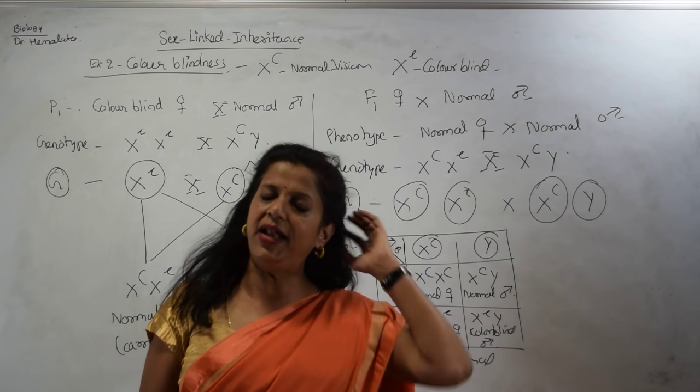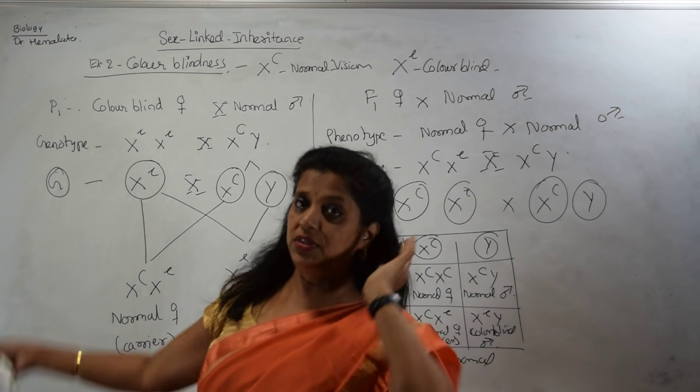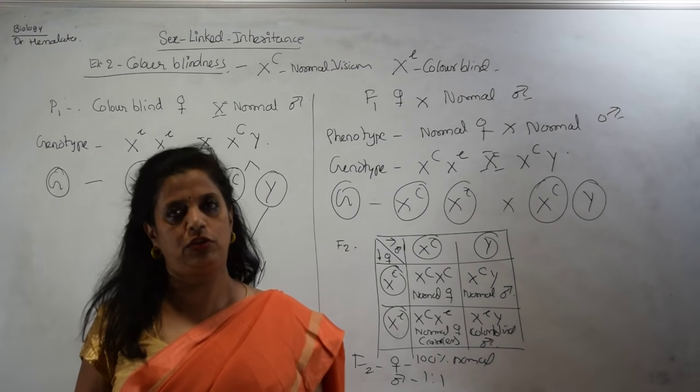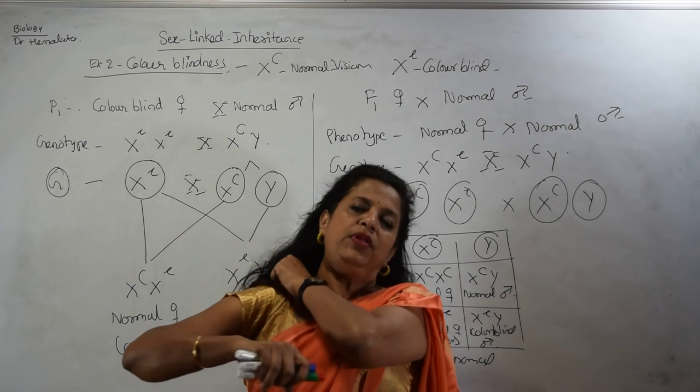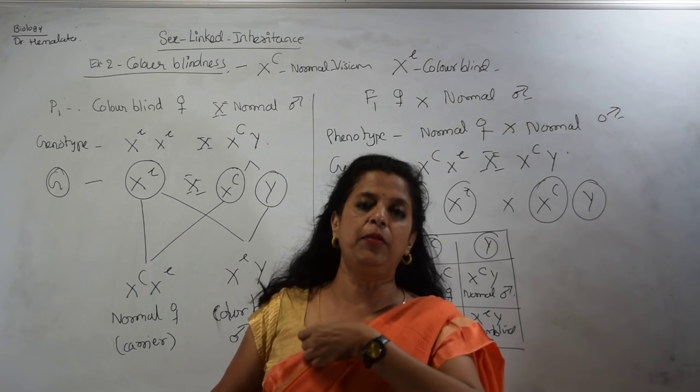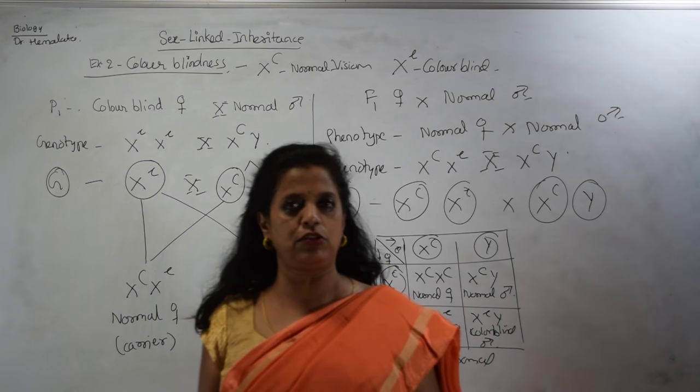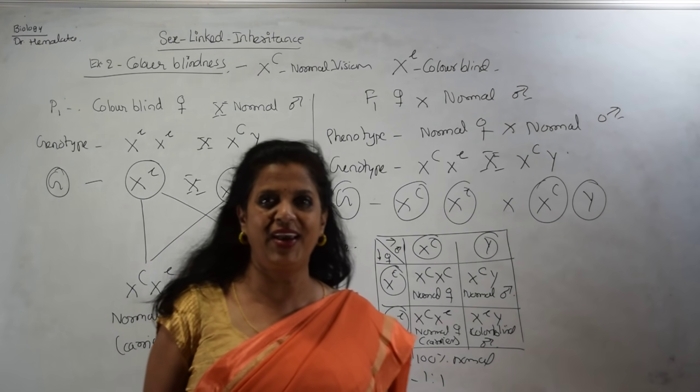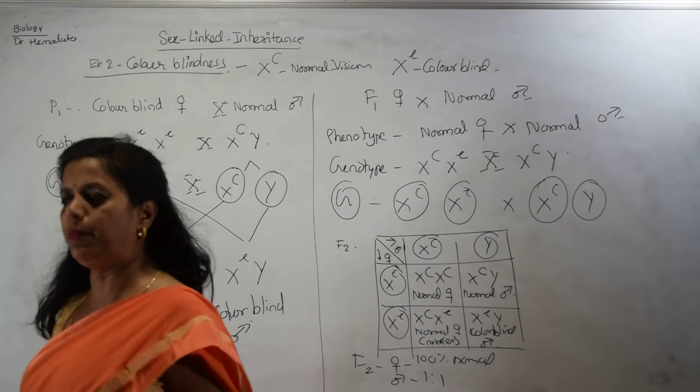You solve these and explain to me. Now I told you this. I told you the cross. You write another cross. That's a normal female with a colorblind male. You take it and write the cross till F2 and show me. Okay. Now the last example I give you.